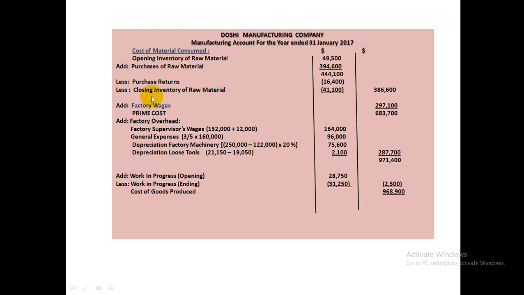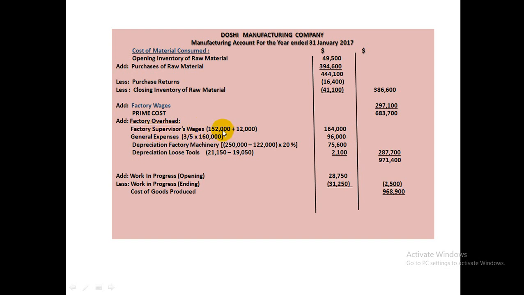In raw material consumed, we have to add factory wages. Factory wages are taken as given in the question. If factory direct expenses are given, they will also be added. The answer of these two additions is known as prime cost. Then we will add factory overhead. All indirect expenses of the factory are taken in factory overhead.